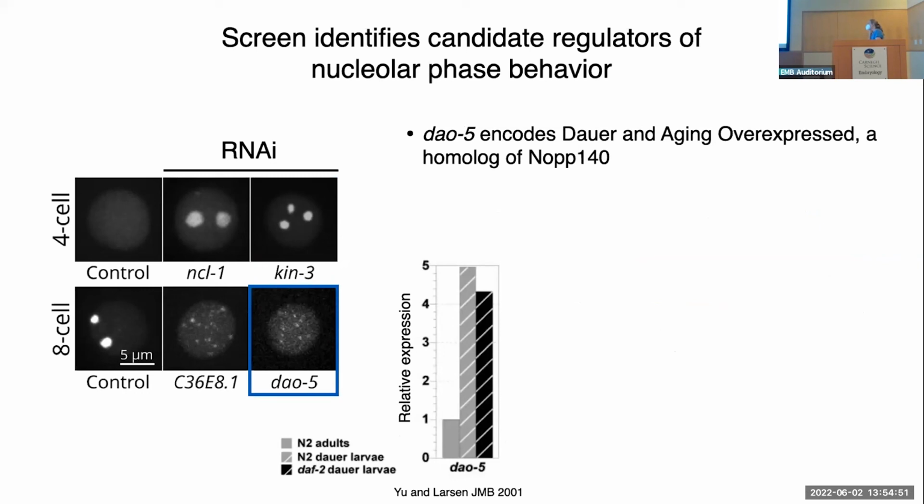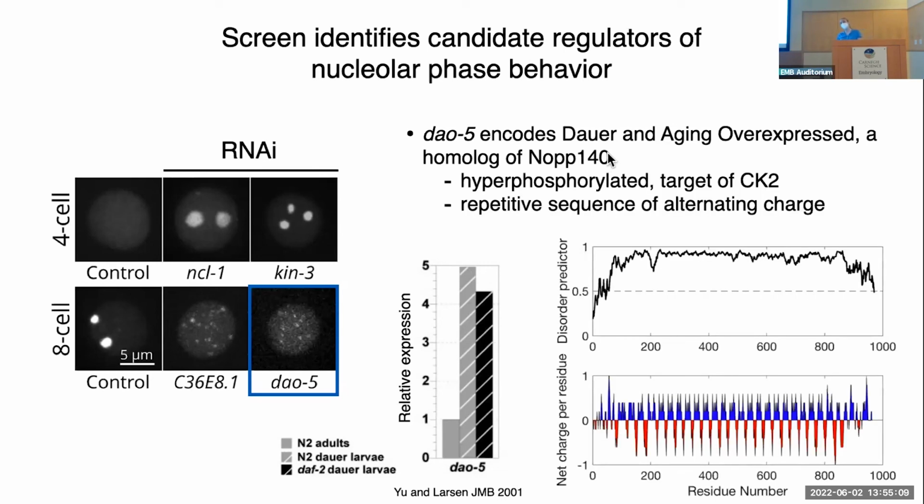And one of the targets of KIN-3 is DAO-5. So DAO-5 encodes a protein called Dauer Aging Overexpressed. So it's overexpressed in dauer larvae and in old worms. And it's a homolog of NOP140, which is one of the most phosphorylated proteins in the human genome. And it's a target of CK2. And it has a really interesting protein architecture that looks a lot like these intrinsically disordered regions, where it has alternating blocks of negative and positive charge and is predicted to be almost completely disordered.